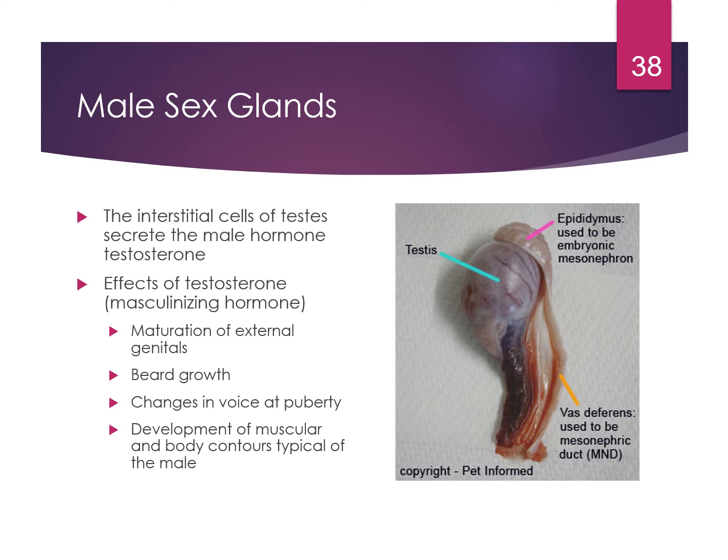Remember, estrogen is the feminizing hormone. Testosterone is the masculinizing hormone. So it's responsible for the development of the external genitalia, beard growth, voice changes at puberty, muscular development, along with the different body contours associated with the typical male. Like I said, we'll talk about it more in chapter 23. For now, just a basic overview that the testes are the male sex glands.